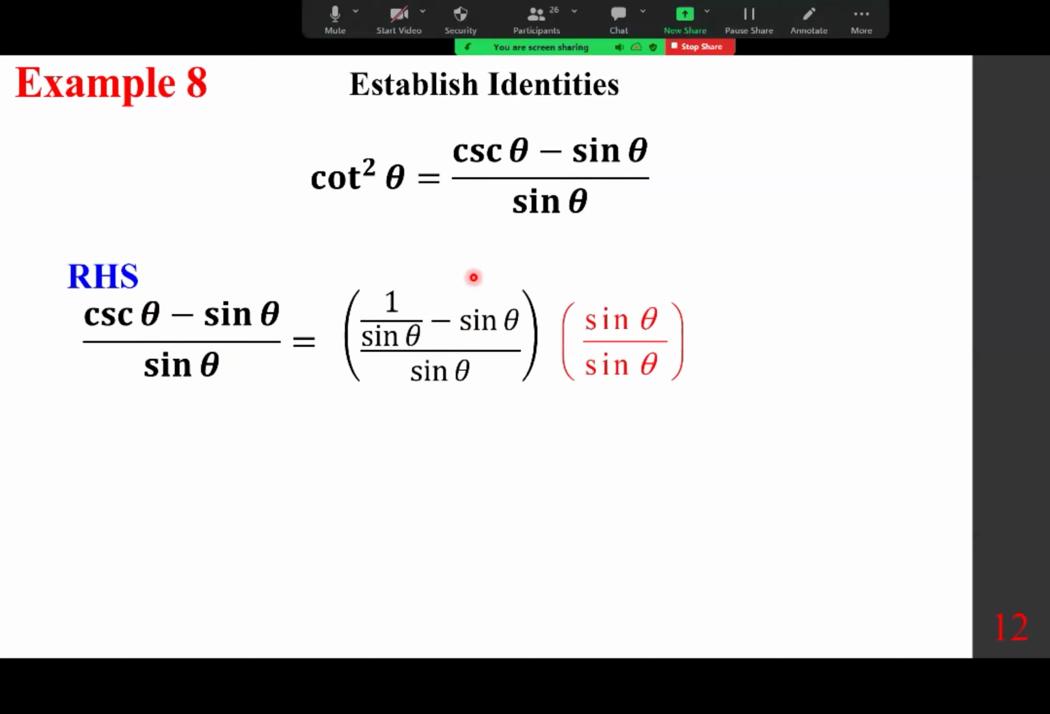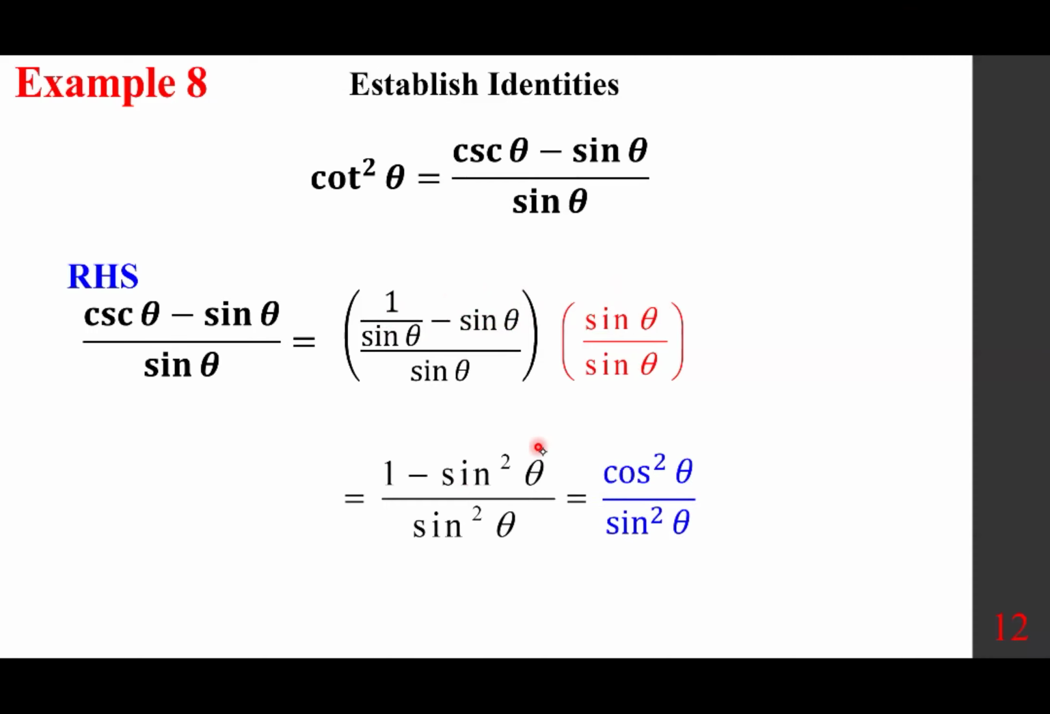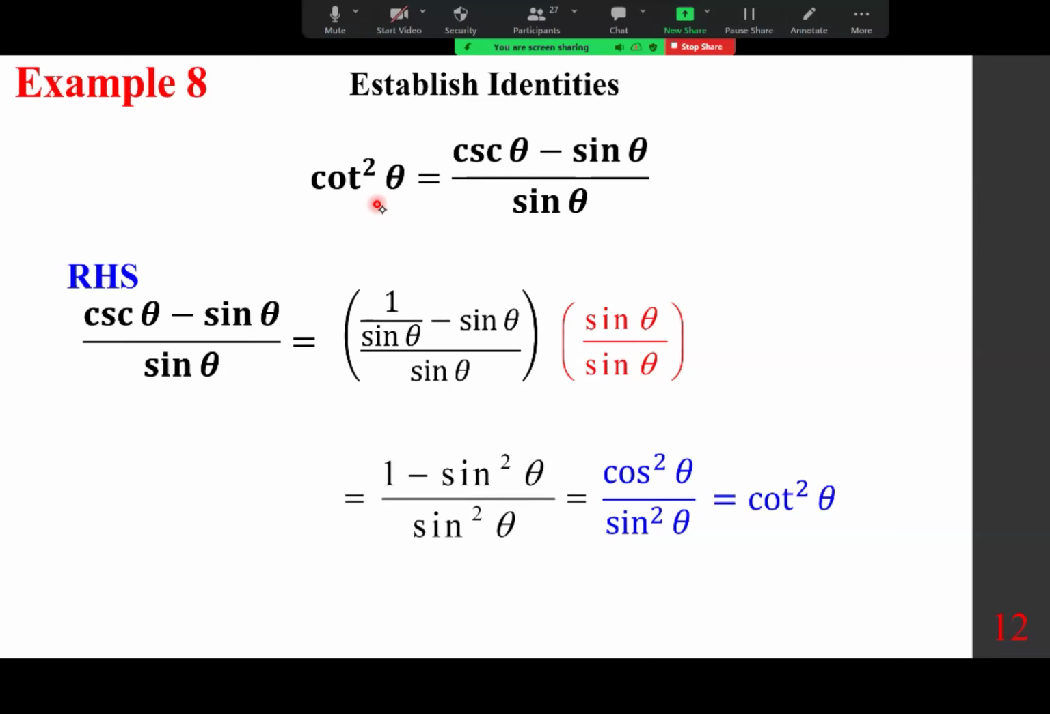So when you multiply this by 1 over sine theta, you get 1. When you multiply these two, you get minus sine squared. And the bottom is simply sine squared. The numerator can be replaced with cosine squared. And cosine over sine is cotangent. Therefore, you're dealing with cotangent squared theta. So we are establishing identities. We start with the more complicated side. And this, of course, is what we were trying to prove.